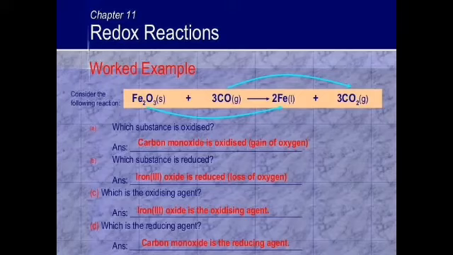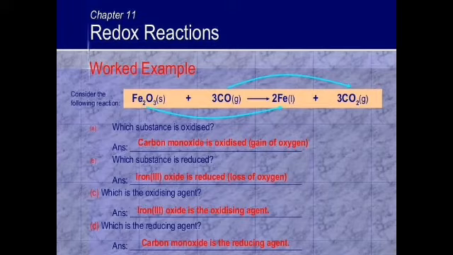Worked example. Consider the following equation. Fe2O3 plus 3CO gives 2Fe plus 3CO2. Which substance is oxidized? Carbon monoxide is oxidized. Gain of oxygen. Which substance is reduced? Iron oxide is reduced. Loss of oxygen.